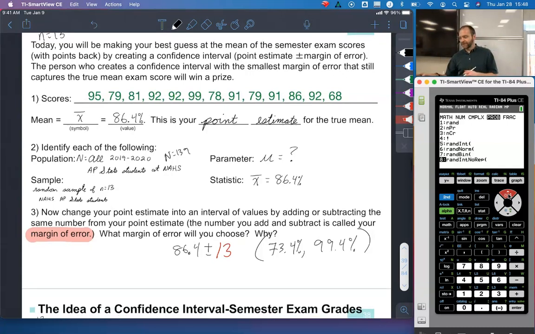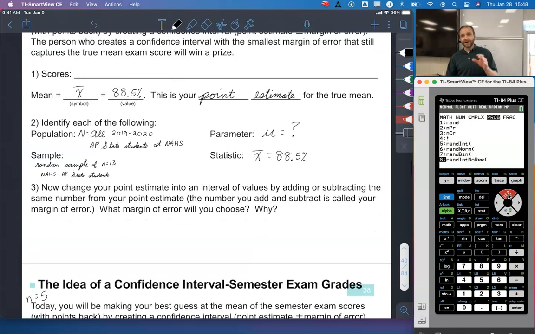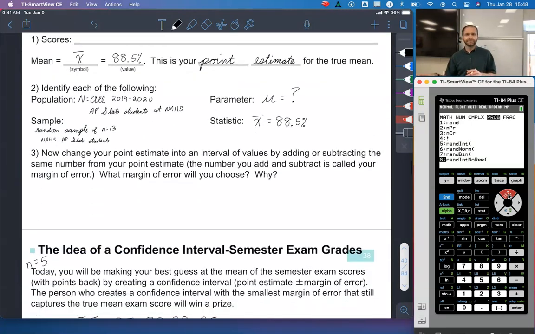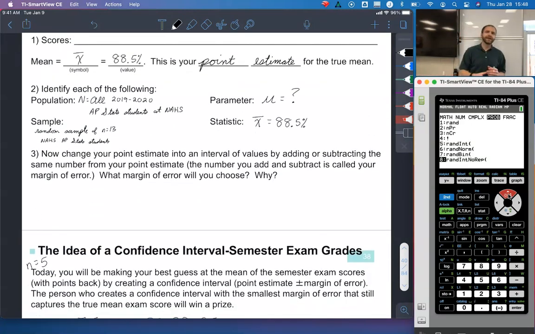So let's look at the next one. Now this one I forgot to write down the numbers, sorry, but I did select 13. Same idea. This time I calculated the x-bar to be 88.5%. That's again my point estimator. Same information as before, but now I'm going to choose a margin of error on it. So I have my 88.5%. And remember, this game is the person who captures the true mean with the smallest margin of error.